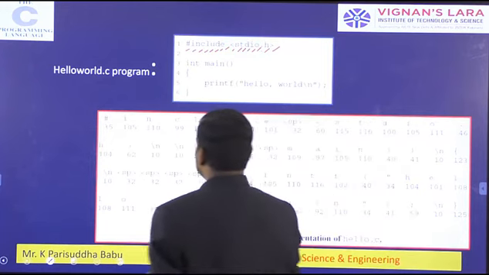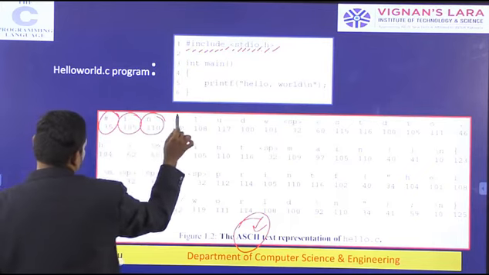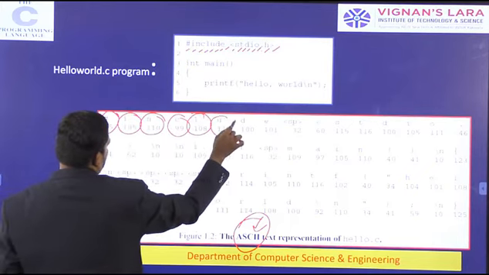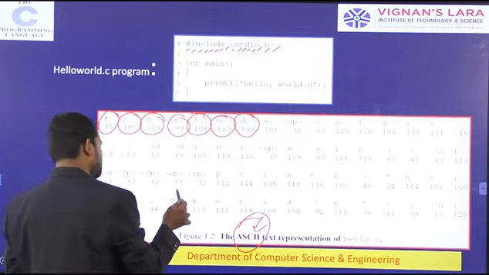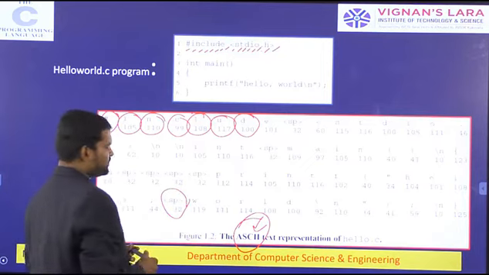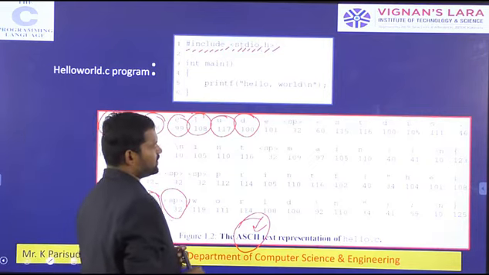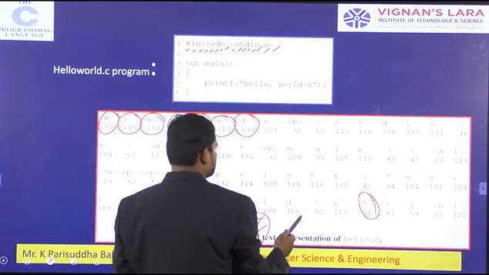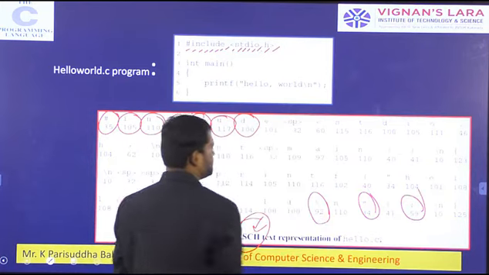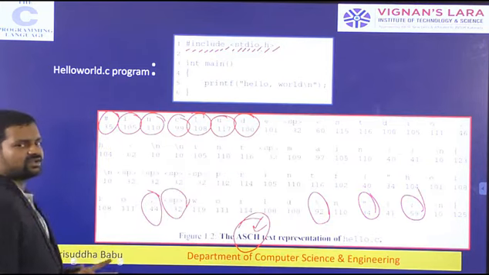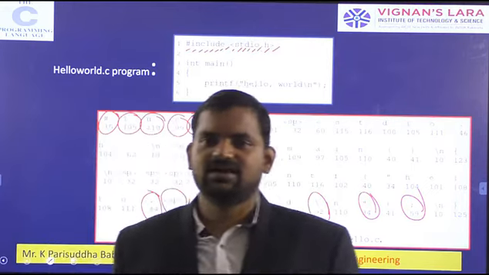So hash is stored as the number 35, I is 105, N is 110, C is 99, L is 108, U is 107, D is 100. Likewise, every space has the number 32, comma is 44, double quotation is 34, backward slash is 92, and semicolon is 59. Every letter is stored in the computer system as one number.